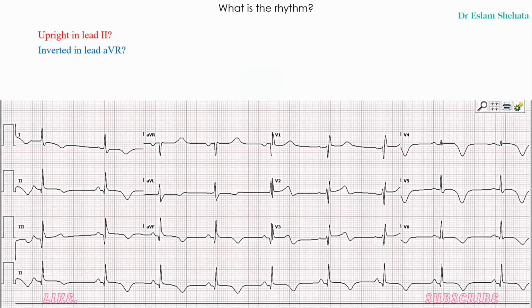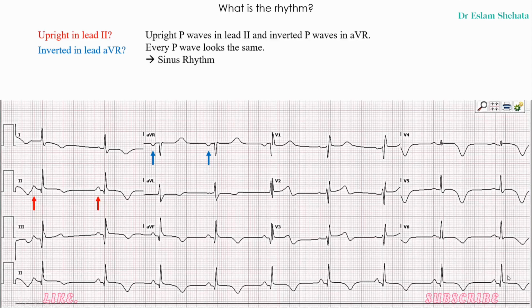With that background knowledge, now you'll be able to tell me, is this sinus rhythm or not sinus rhythm? Okay, so we start by looking at lead 2. Are the P waves upright? Yes. Then we look at AVR. Are the P waves inverted? Yes, they are. Then we have to check that each P wave looks the same within one lead. The rhythm strip's the easiest place to check, so upright, upright, upright, they're all about the same shape. Fantastic. This is a normal sinus rhythm.